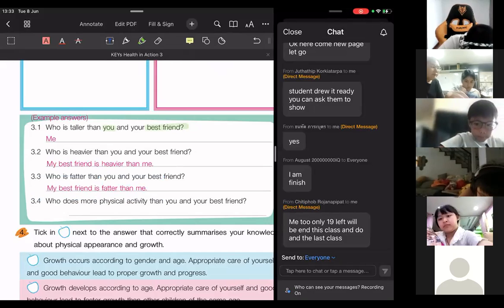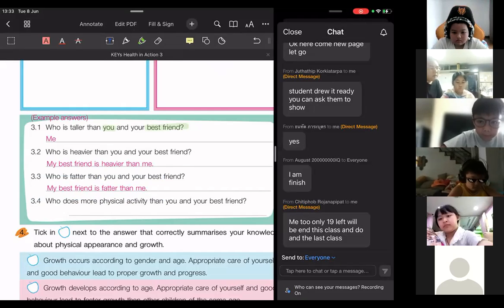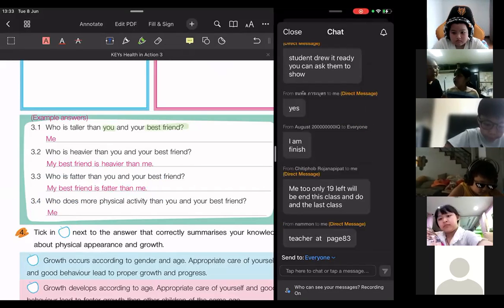3.3 asks us who, this is a weird question. Who is fatter than you and your best friend? Again, this is up to you how you want to answer, it can be anyone. Maybe your dad, maybe your brother. It's up to you. And who does more physical activity?